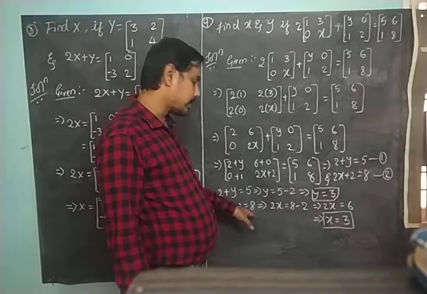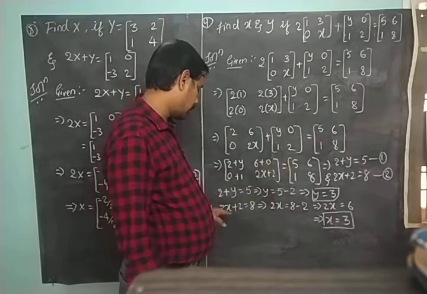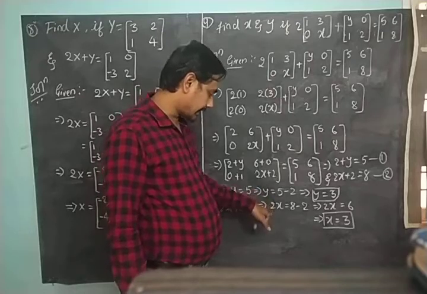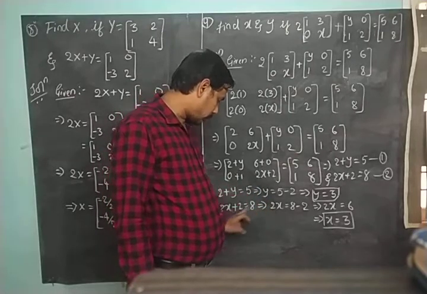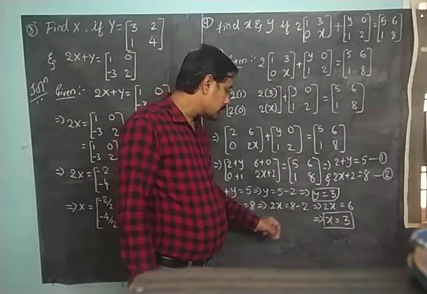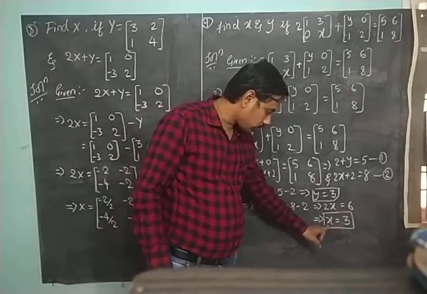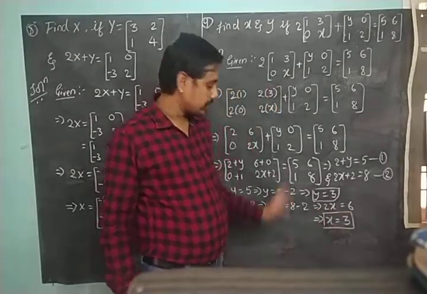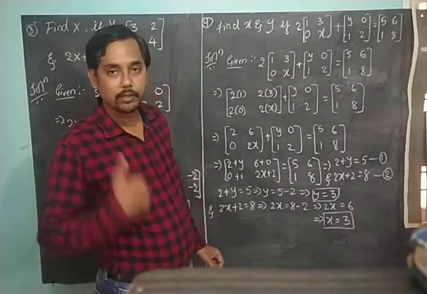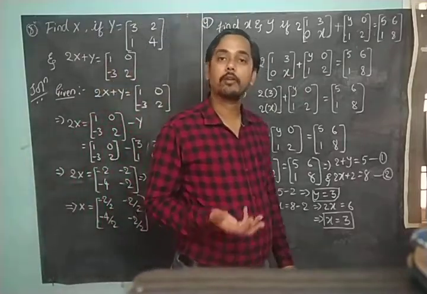Similarly, 2x plus 2 is equal to 8 from equation 2. So shift this 2 on the other side. What will be 2x? 2x will be equal to 8 minus 2. So 2x is equal to what? 6. So what will be the value of x? 3. That is, 2 shifted on the other side, it becomes 6 divided by 2. So the value of x will be equal to 3.